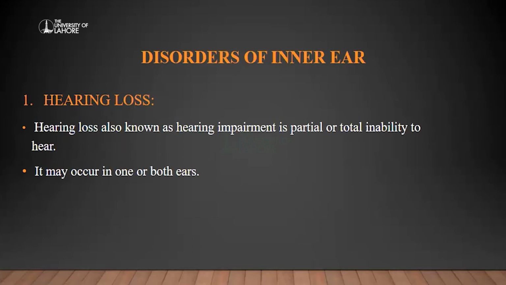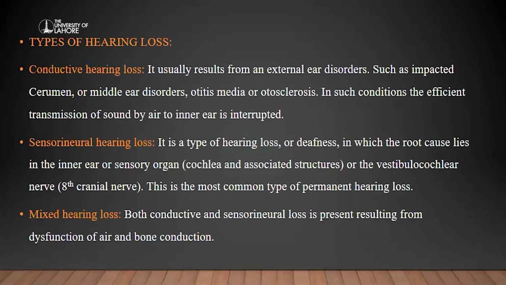Disorders of the inner ear. Hearing loss, also known as hearing impairment, is the partial or total inability to hear. It may occur in one or both ears. There are different types of hearing impairment. The first one is conductive hearing loss. It usually results from external ear disorders such as impacted cerumen, or middle ear disorders such as otitis media and otosclerosis. In such conditions, the efficient transmission of sound by air to the inner ear is interrupted.